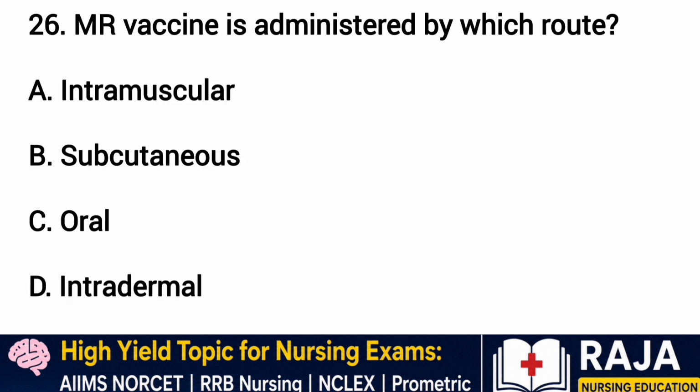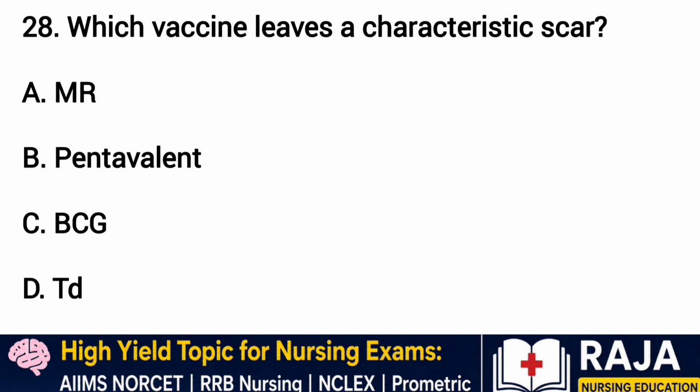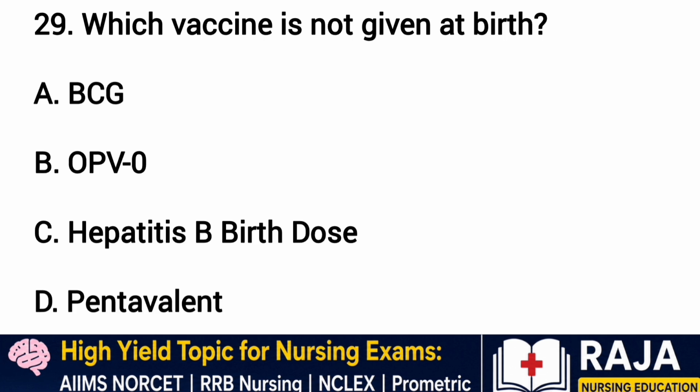MR vaccine is administered by which route? The answer is B. Subcutaneous. The birth dose of hepatitis B should preferably be given within? The answer is C. 24 hours. Which vaccine leaves a characteristic scar? The answer is C. BCG vaccine. Which vaccine is not given at birth? The answer is D. Pentavalent.